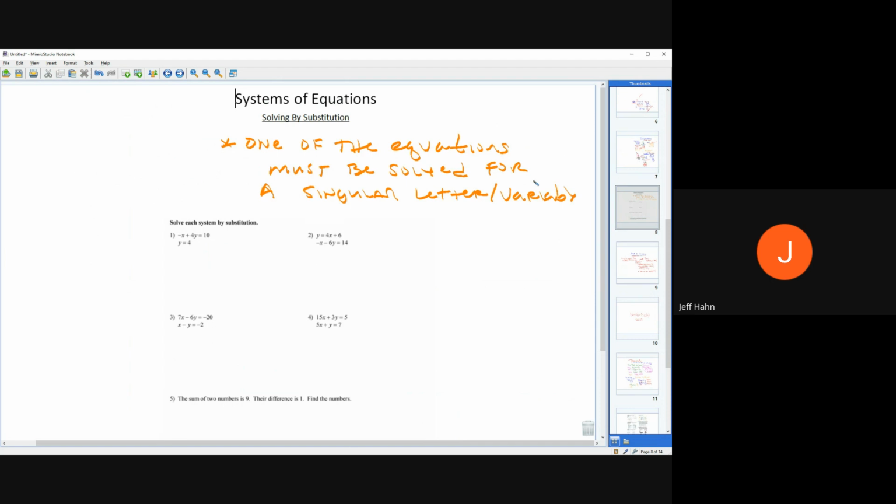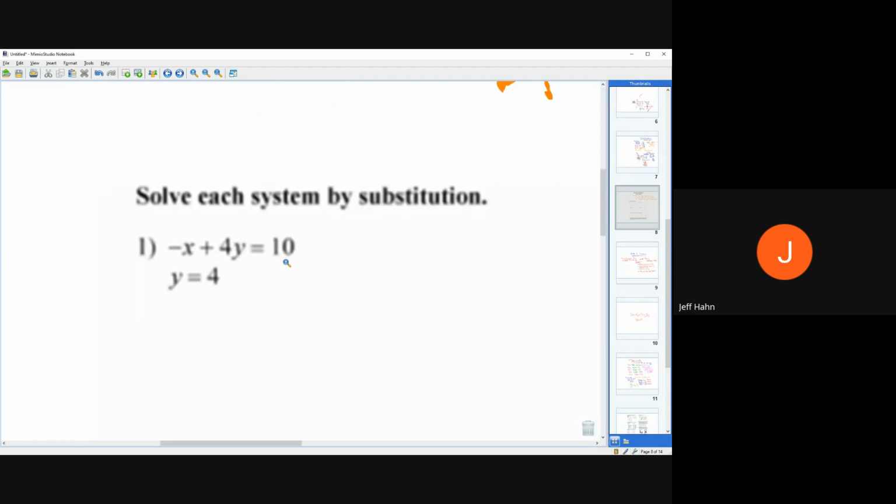In order to use substitution, because believe it or not, there's another way to do this. I will talk about that later. In order to do substitution, one of the two equations, or both of them, it wouldn't matter, but at least one of them must be solved for a singular letter or a variable. That means this. Let's take a look at the examples I gave you. See this one? The letter y is by itself. That's good, because you need at least one of them to say y equals something or even x equals something.